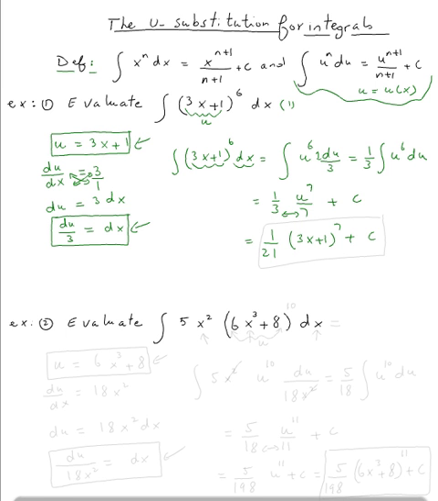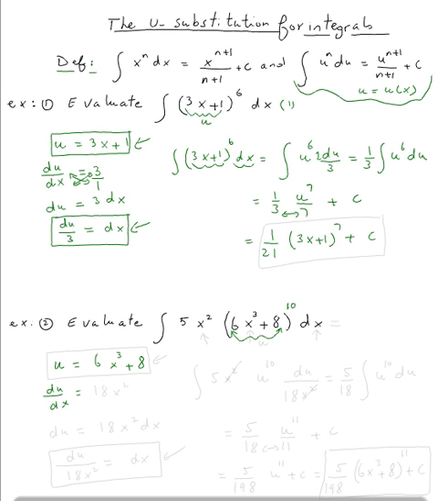Alright, example 2. Evaluate the integral of 5x squared times (6x cubed plus 8). Well, this would be easy to FOIL, so let's change the problem. Let's make the exponent 10. So let's do this problem: the integral of 5x squared times (6x cubed plus 8) to the 10 dx. Again, wherever is between parentheses, we're going to call it a u. So my u is 6x cubed plus 8.